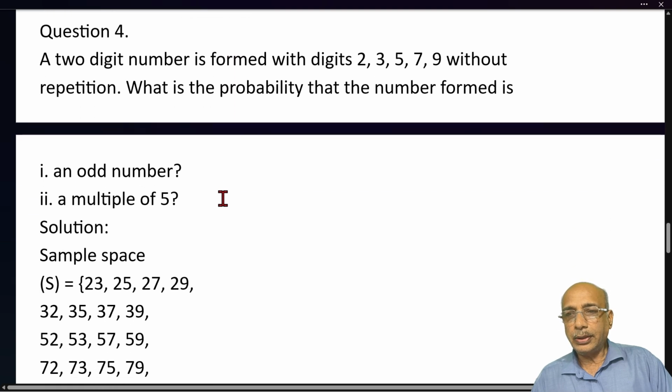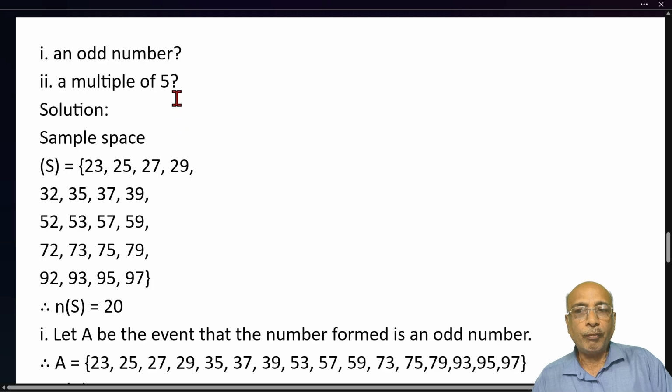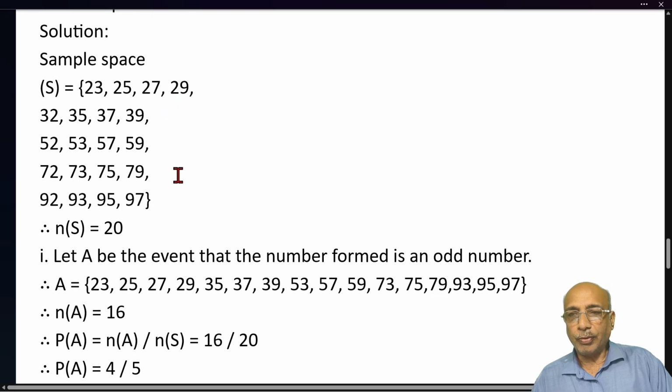Next question. A two-digit number is formed with digits 2, 3, 5, 7, 9 without repetition. What is the probability that the number formed is an odd number or a multiple of 5? First of all, we will make the sample space. Now here also, 2, 3, 5, 7, 9 are the numbers given.